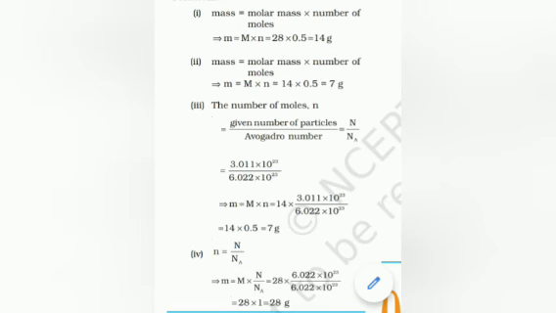Next, the number of moles is equal to the given number of particles upon Avogadro's number. The given number of particles is 3.011 into 10 to the 23 upon Avogadro's number. We get the answer finally, 0.5, and we can multiply this with 14, as 14 is the molar mass. Now next, in a similar way we can calculate: the molar mass multiplied by the given number of particles upon Avogadro's number. Substituting the values, we got 28 gram.